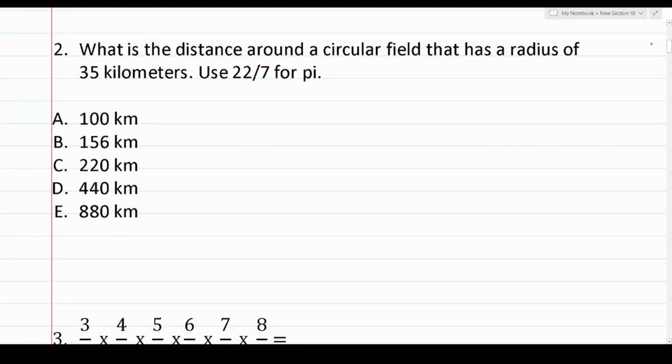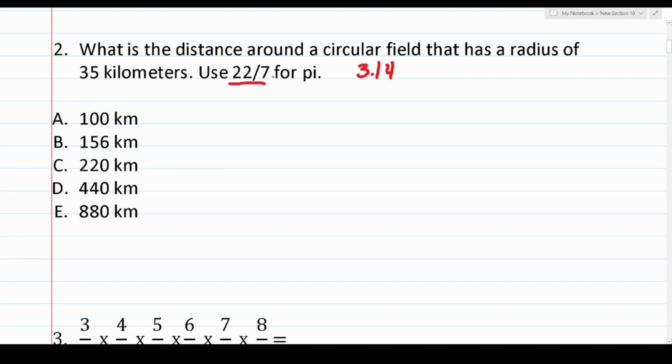All right, number 2 says, what is the distance around a circular field that has a radius of 35 kilometers? Use 22/7 for pi. So on the ASVAB, unless it's specified, you're going to let pi be 3.14. In this case, they told you to use 22/7. So that's what we're going to have to use.